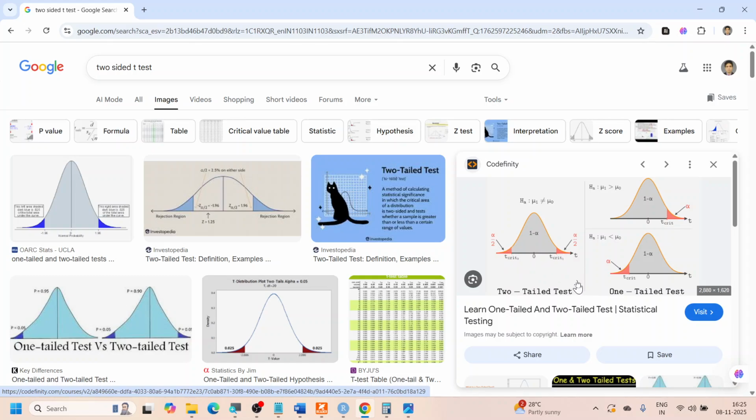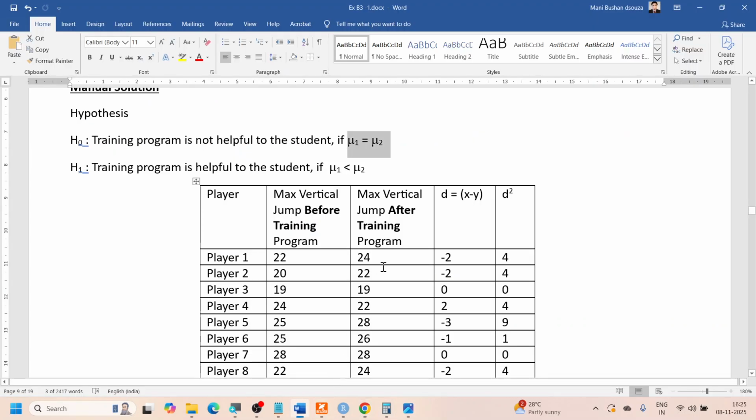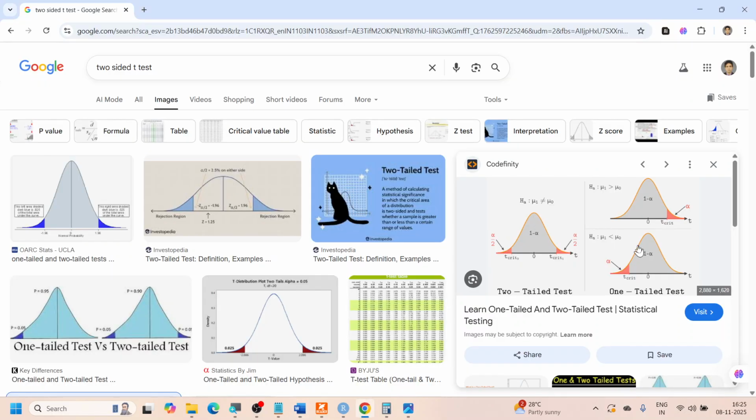So you get a two-tailed test. Now the other possibility is, in many other situations, you may have the one where mu1 is less than mu2. That means it is going to come on the left hand side. So you're going to get the one-sided tail, that is, it's going to come on the left hand side.